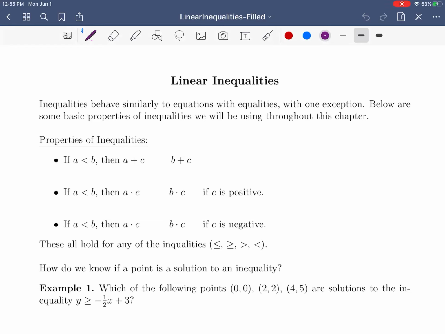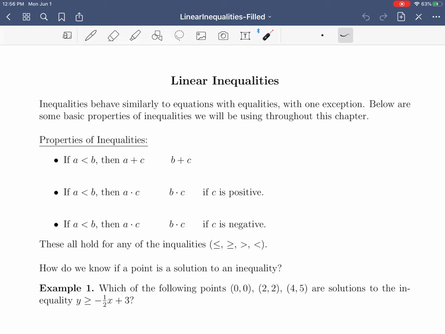In this video, we're going to talk about linear inequalities. So inequalities meaning not equalities, but with less than or equal, or less than, or greater than or equal, etc. Specifically focusing on how to graph the solutions. But before we do that, we want to just note that inequalities behave similarly to equations with equalities.